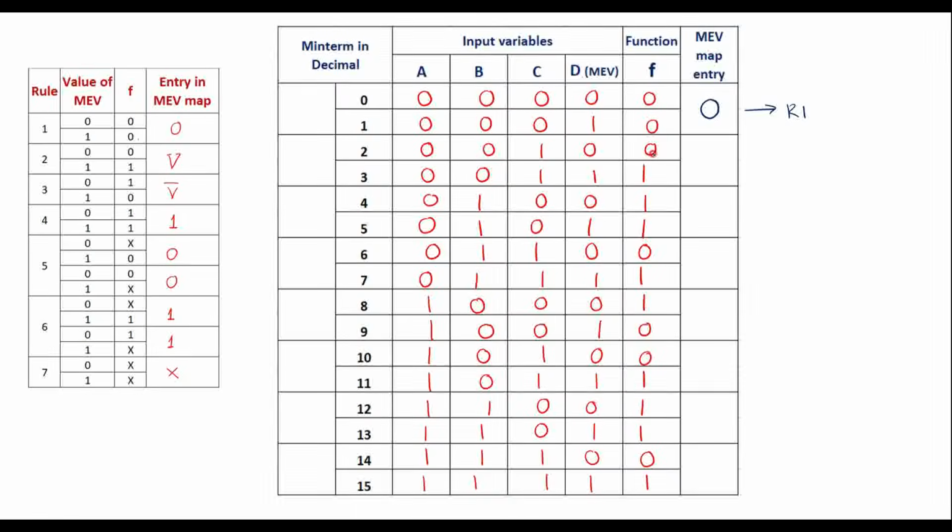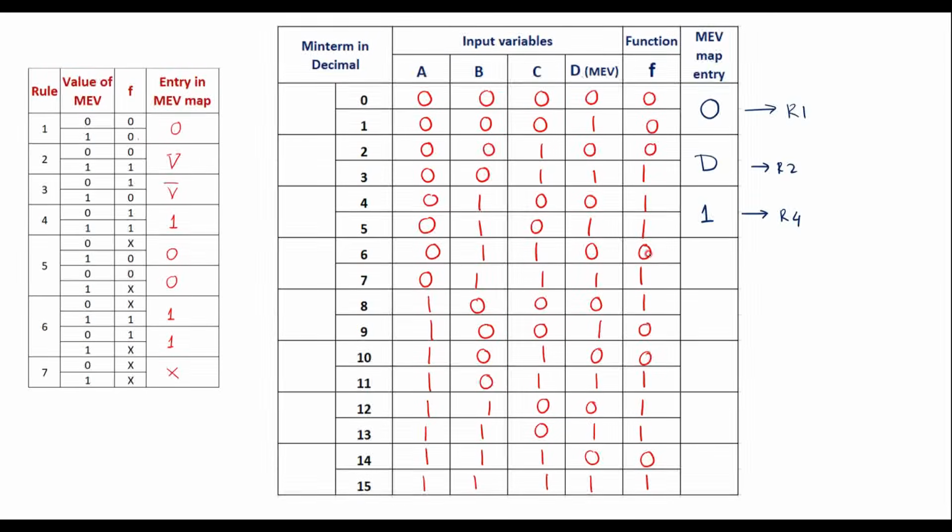Now here we can see F entry is 0, 1. D value is also 0, 1. That is this combination is same as this one. In that case, here we can see rule number 2. Here MEV entry and F values are same. In that case, we are supposed to write V, V for variable. So in this case, the variable is D. So here we are supposed to write D. Now here F entries are 1, 1, but MEV entries are 0, 1. We'll compare with this table. So here we can see 1, 1 and it is 0, 1. That is rule number 4. In that case, we are supposed to write 1. So this is 1. It follows rule number 4. So this D follows rule number 2.